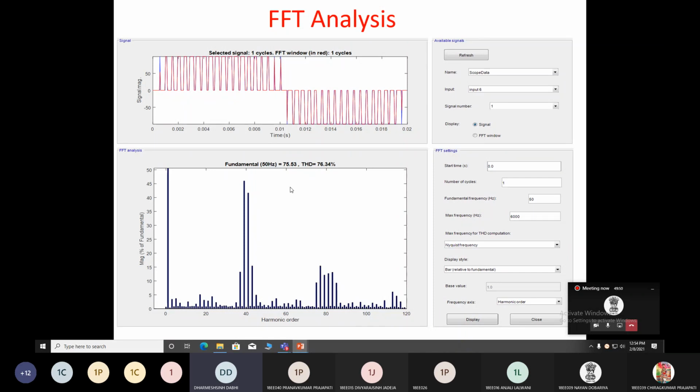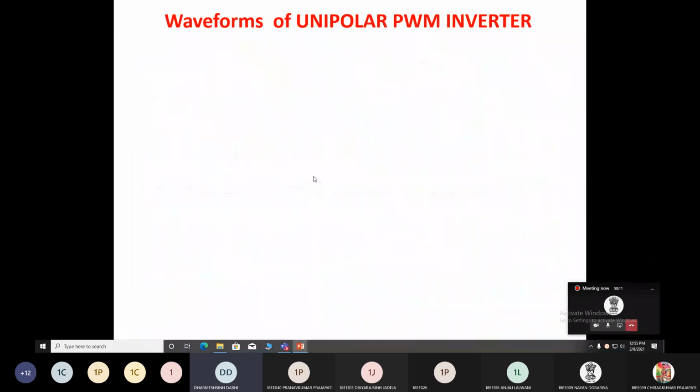Clear? And if you compare this unipolar technique with all these 5 PWM techniques, it gives a very small size of the filter and a very small distortion in your output voltage. It means your output voltage is nearer to the sine wave. That we will also see in this waveform.